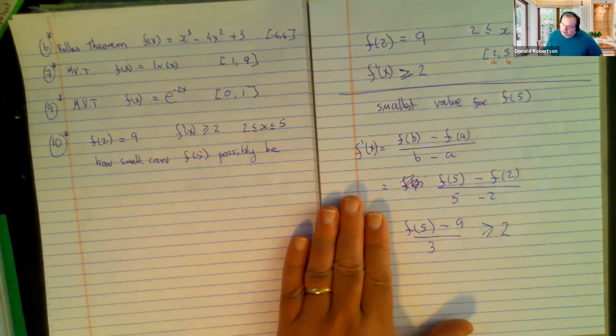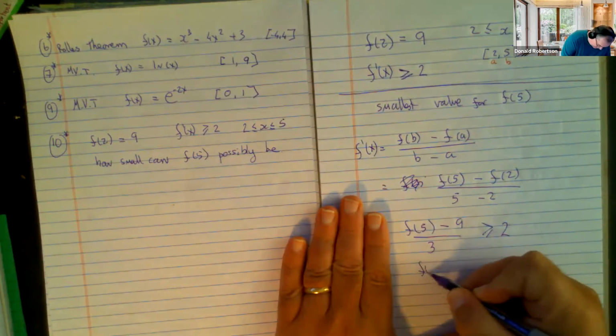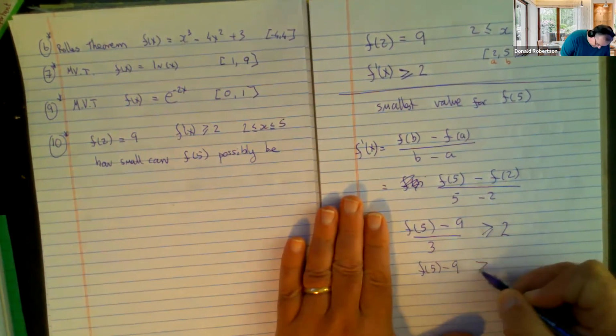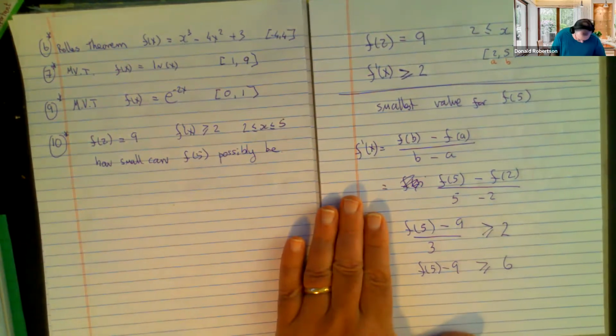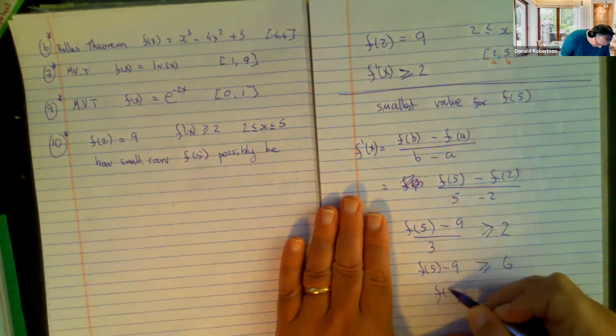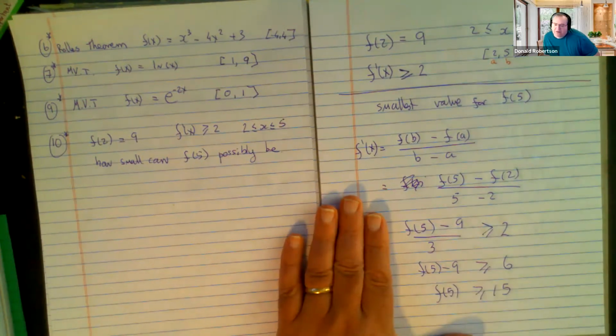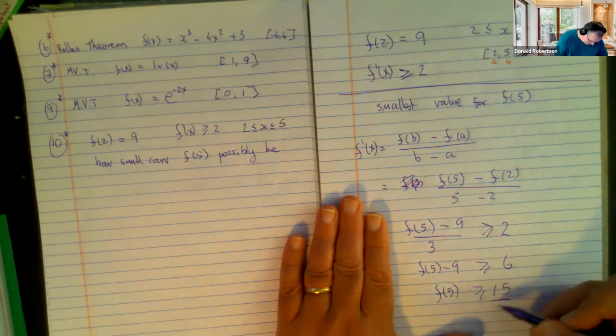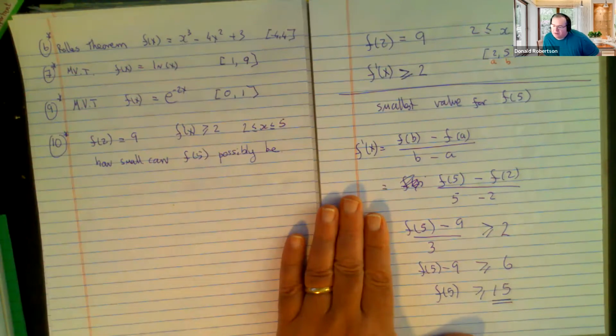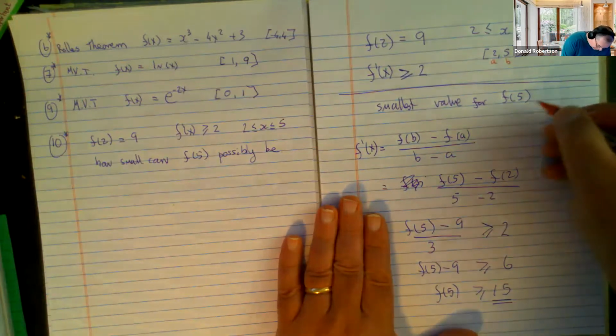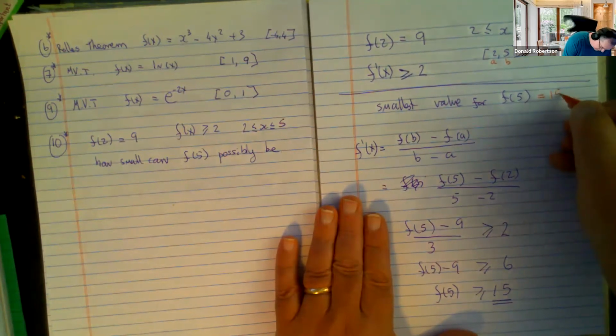I now have set up a relationship. Now, if I multiply both sides by 3, and because it's a positive number, I'm allowed to do that. And if I then add 9 to both sides, isn't the smallest value for f of 5 15? Because everything else is bigger than that, right? So the smallest value for f of 5 has to be 15, and we've answered the question. What is the smallest possible value for f of 5? And the answer is 15.